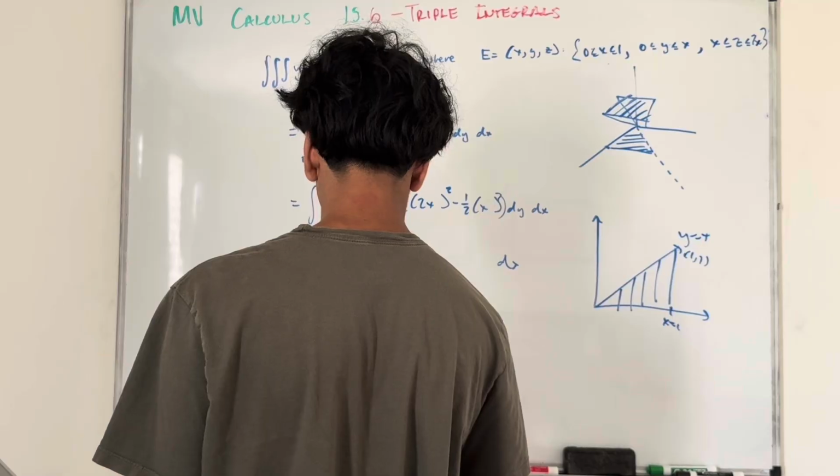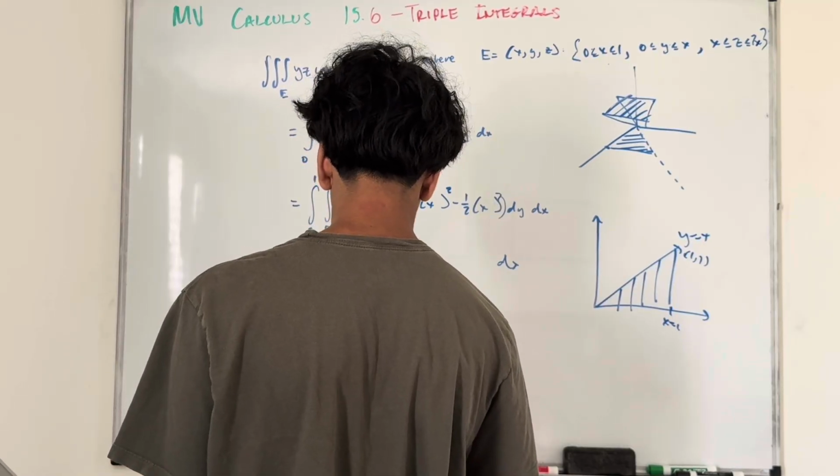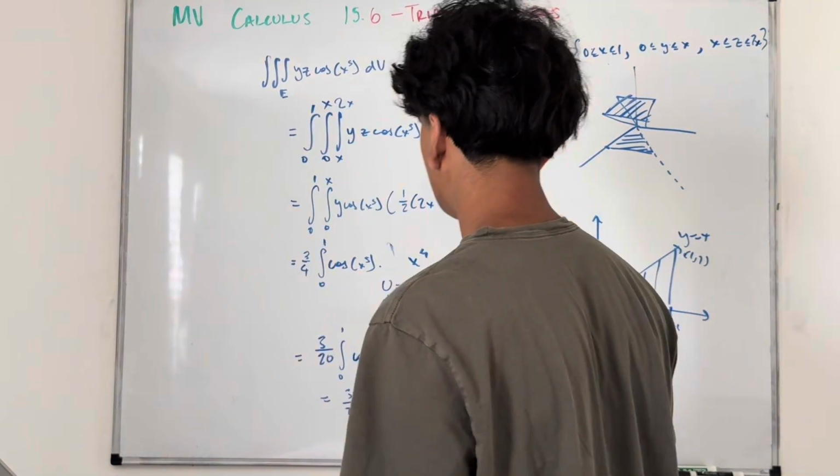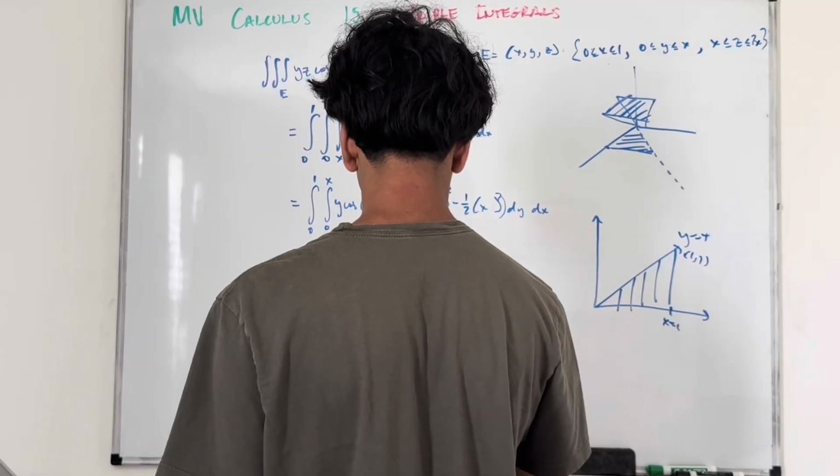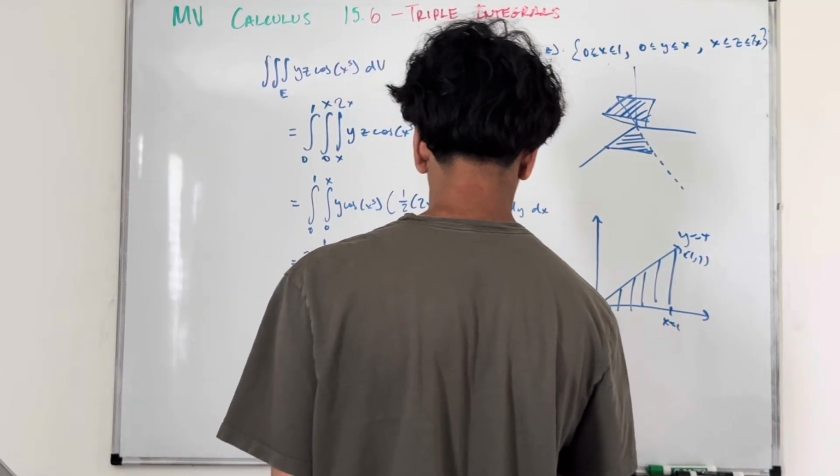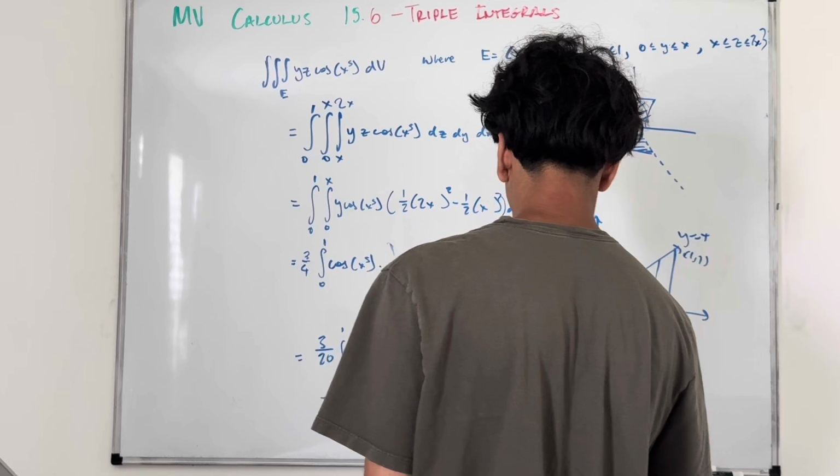And my antiderivative of that is pretty simple. It's going to end up being sine u plus c. So I'm going to get sine 1 minus sine 0. Sine 0 is just 0, so I get 3/20 sine 1.